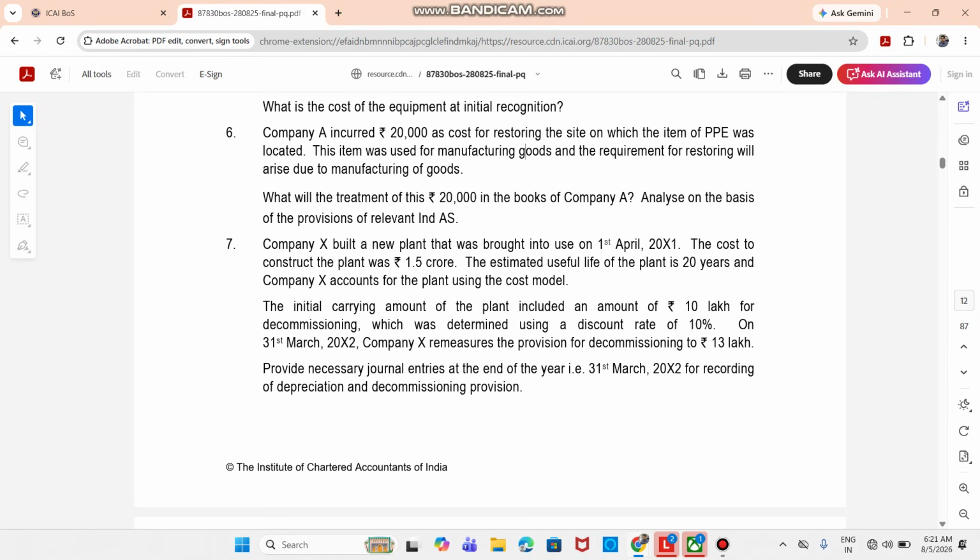Property, plant and equipment. So company A incurred rupees 20,000 as cost for restoring the site on which items of PPE was located. This item was used for manufacturing goods and the requirement for restoring will arise due to manufacturing of the goods. What will be the treatment of this rupees 20,000 in the books of company A limited, analyze on the basis of the provisions of relevant Ind AS? The question looks very simple, but let's quickly take a look at what is expected from you if this question comes in the exam.